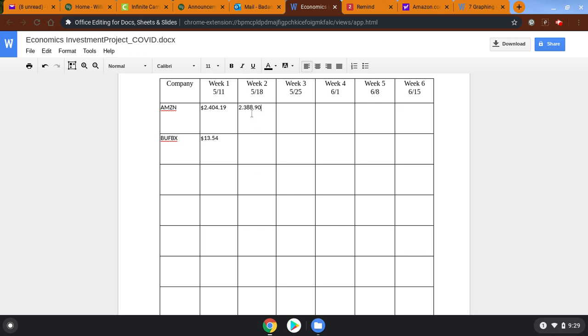What's Buff BX? And I would just update all my prices. That's all I have to do for this chart. But as you can see from week 1 to week 2, oh my goodness, it's already gone down. Not by a lot, but it's gone down a little bit. So we're going to have to wait and see what's going to happen next week in week 3.